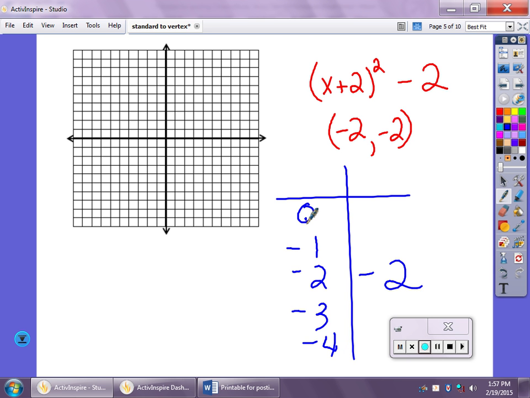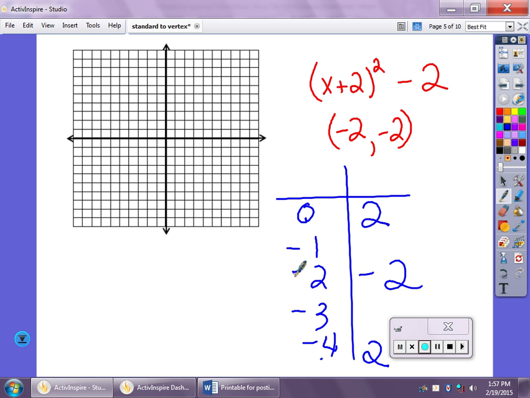0 plus 2 is 2, and 2 squared is 4. Minus 2 is 2. And if I were to plug in negative 4, I would get the same answer. That's why I chose them, because they're equidistant away from my negative 2.